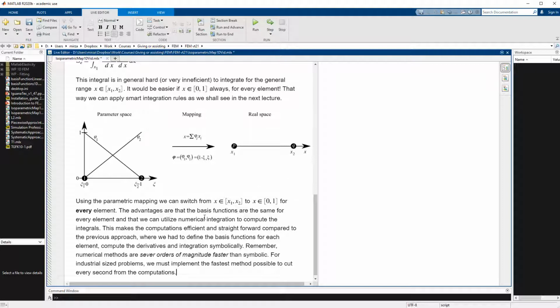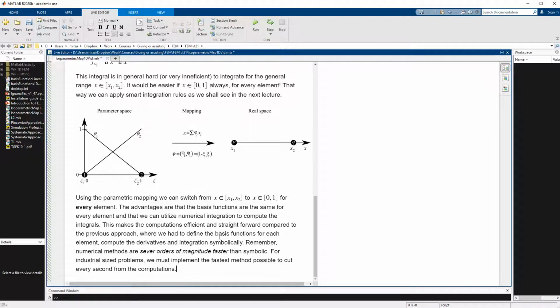Now using this numerical method, which we will get into very soon, we will actually save lots of time. The speed up is going to be orders of magnitude faster than any symbolic computations we've done. And that's how horribly inefficient symbolic computations are. So for industrial size problems, this is a must. We have to use the best method in order to decrease every second of computation time.